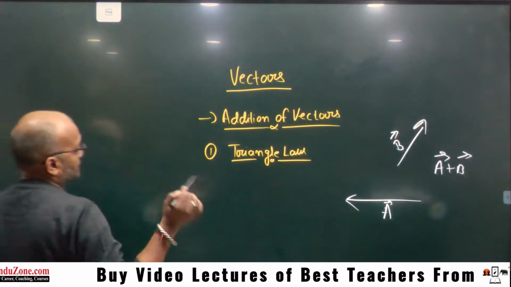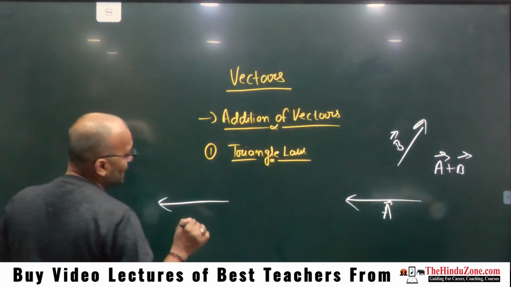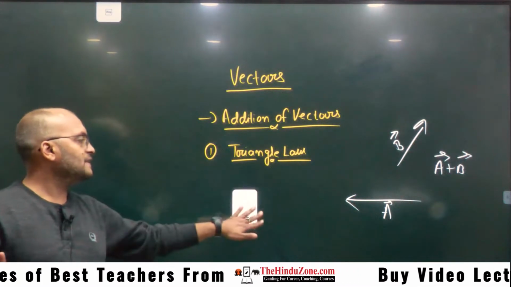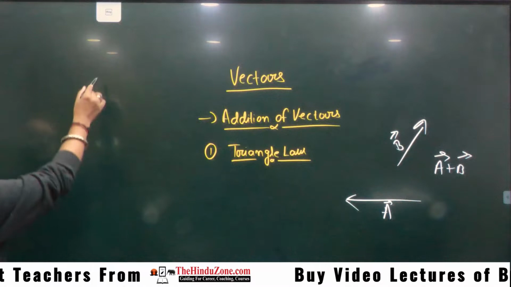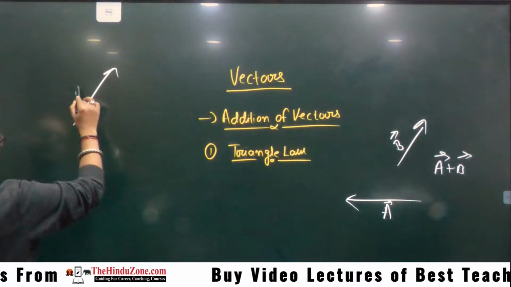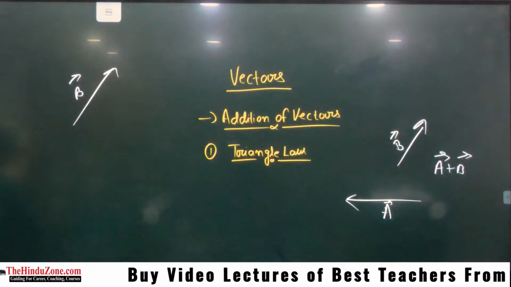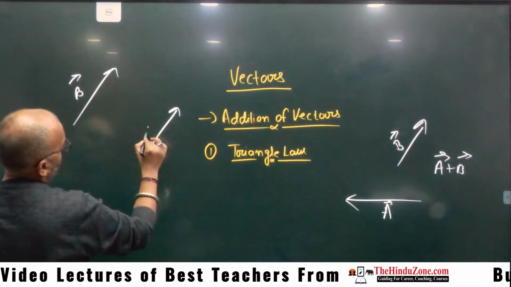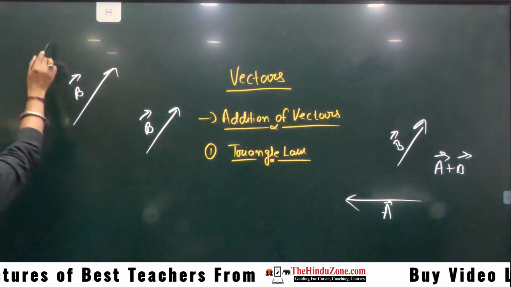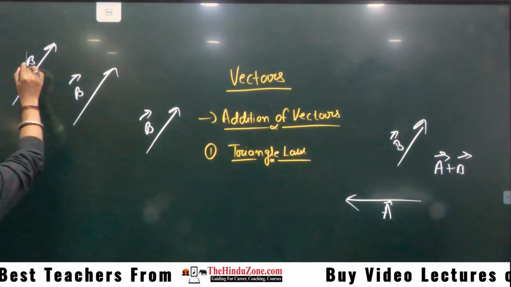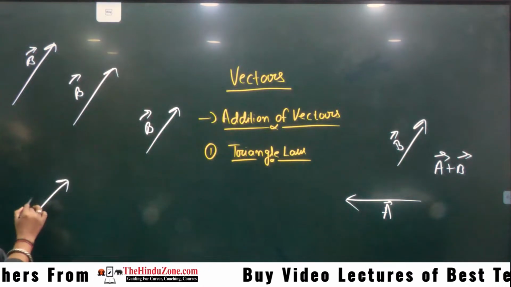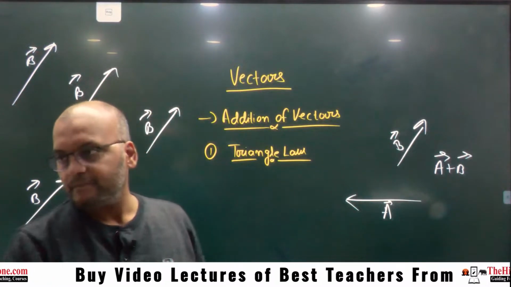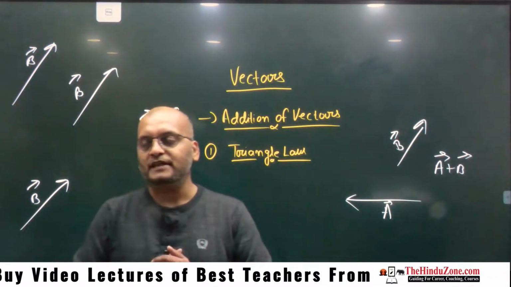Good. See, what we have to do is, pay attention, everyone. First of all, before doing this, let's understand one thing. Suppose a vector is given like this, B vector is there. Now, if you move this vector, you bring it here, you bring it here, you can bring it here. This is transportation of vector.